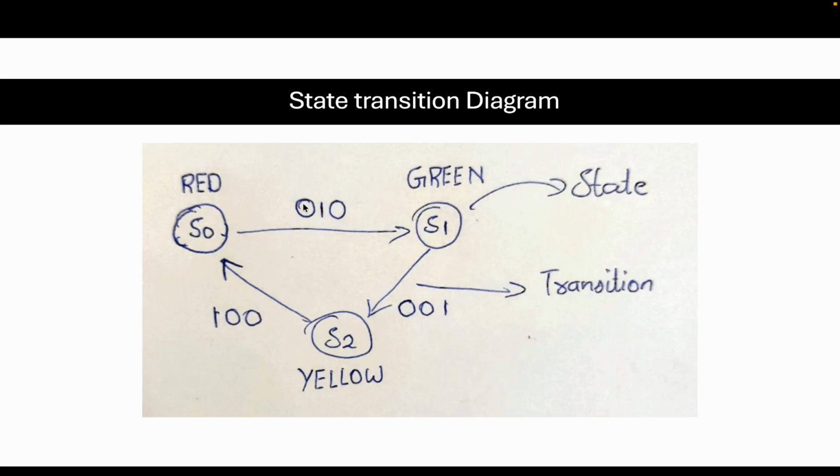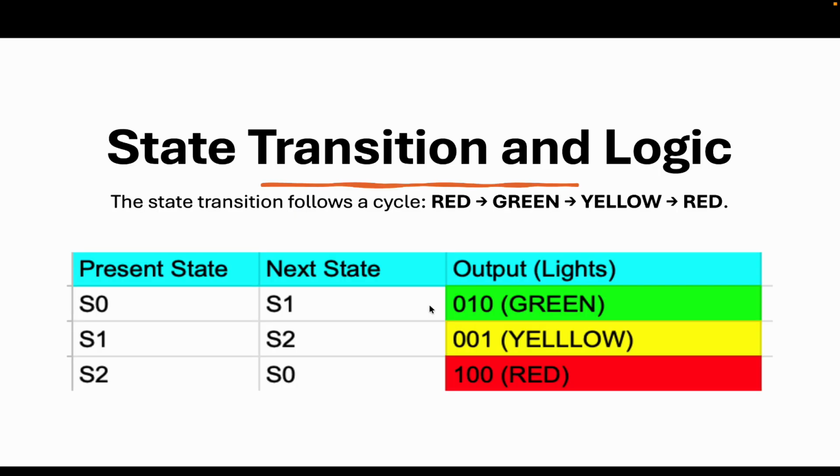So if you have 0, 1, 0, you will get into green. Then from S1 to S2, you have 0, 0, 1, so you'll get yellow. To go from S2 to S0, you will write 1, 0, 0, so you'll go to red. This is how you write your simple state transition diagram.